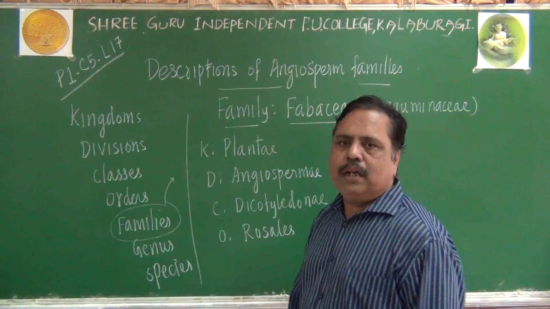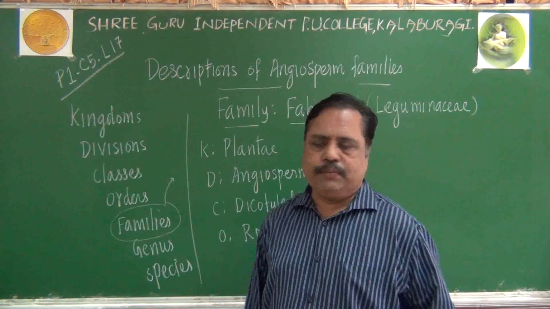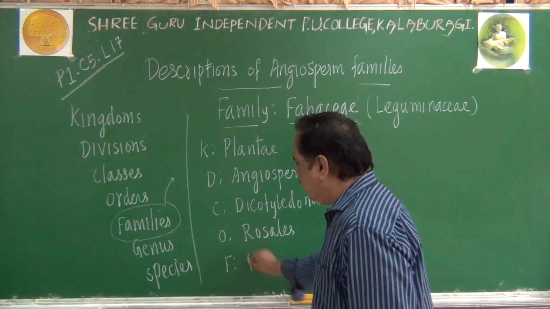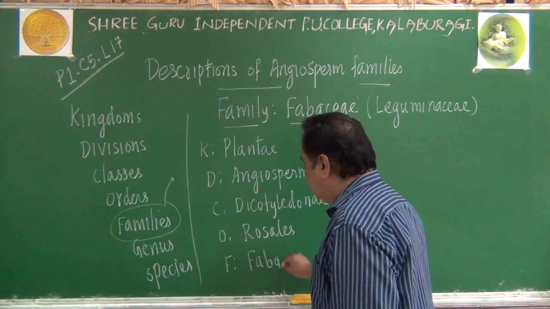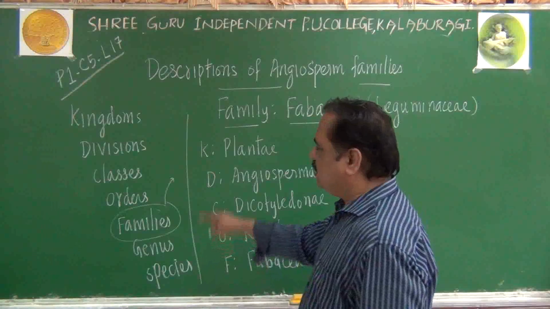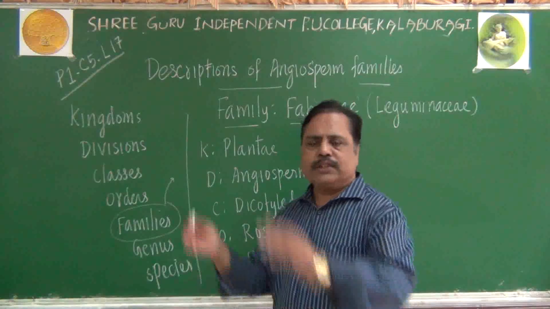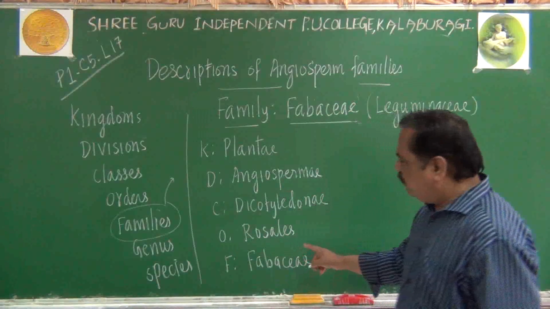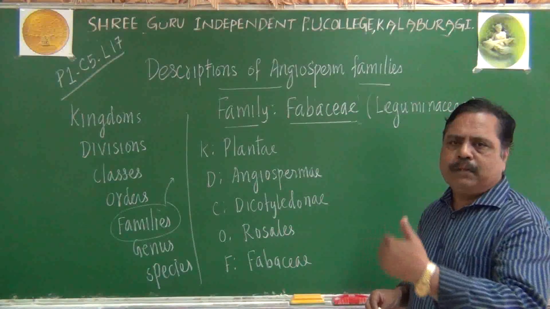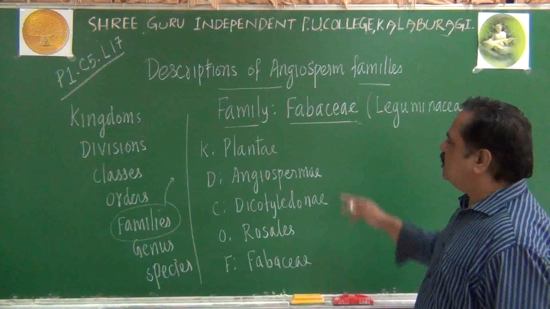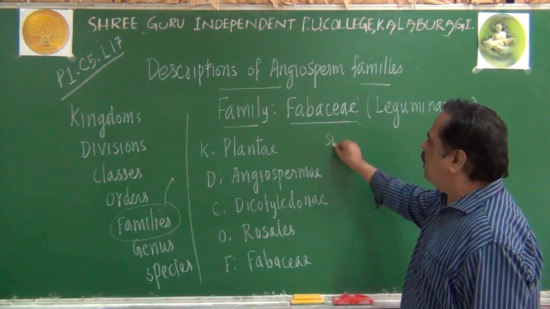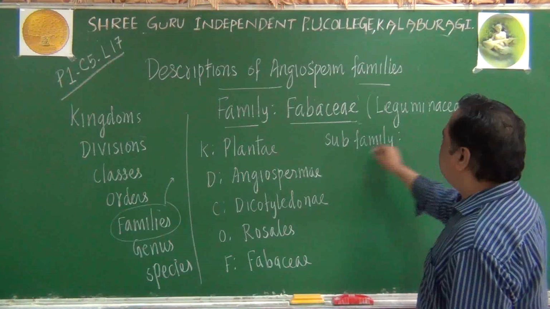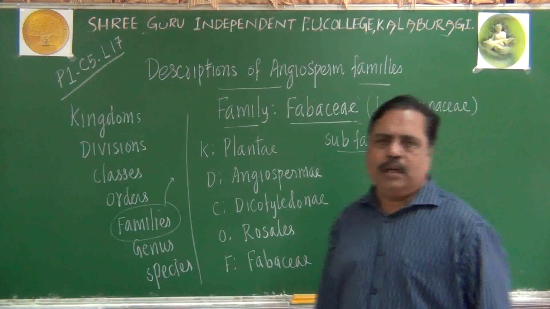Remember this point. They belong to an order called Rosales. Then we come to the family which is known as Fabaceae here. What are the examples for this Fabaceae? We will study later. First I will describe the general characters and everything. Before going in detail about this family Fabaceae, you must remember there is a subfamily also included under this family.